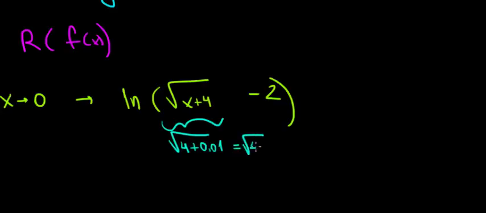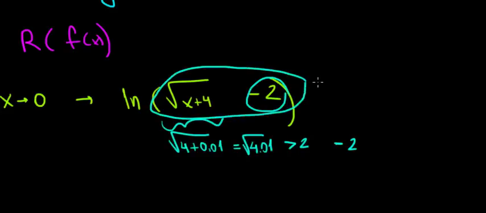Well, square root of 4.01, that's slightly higher than 2, but not by much, right? Because square root of 4 is 2, then square root of 4.0 something is going to be slightly higher than 2. Something a bit higher than 2, and we subtract 2 from here. Well, the whole result of this bracket is going to be a decimal, 0.0 something.